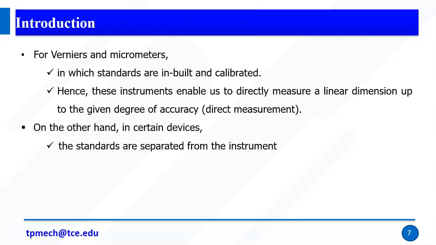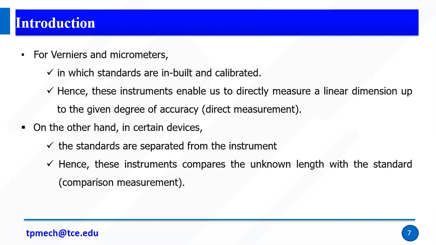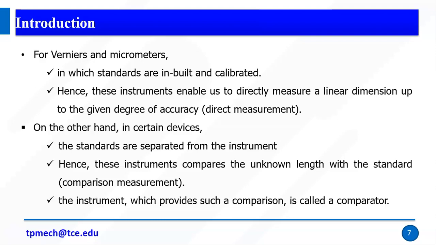On the other hand, in certain devices, the standards are separated from the instruments. Examples are calipers, gauges, or comparators, where we don't have scales. The standards are separated from the instrument. Hence, these instruments compare the unknown length with the standard. It is a comparison measurement. The instrument which provides such a comparison is called a comparator. So a comparator is a device which is used to compare a standard value with our unknown value.